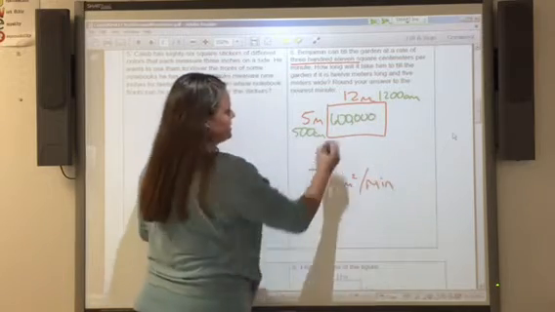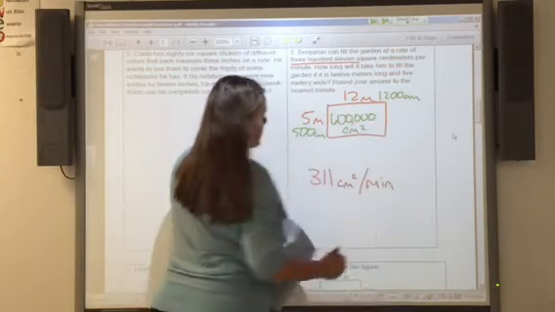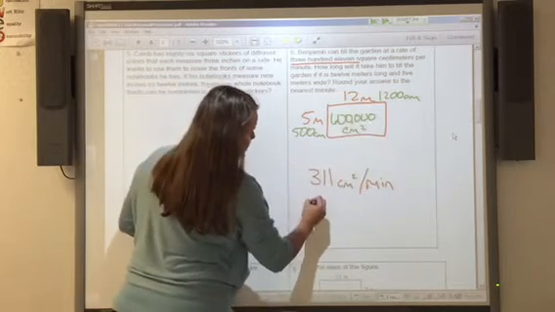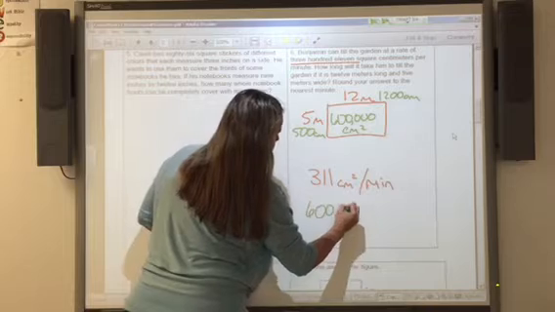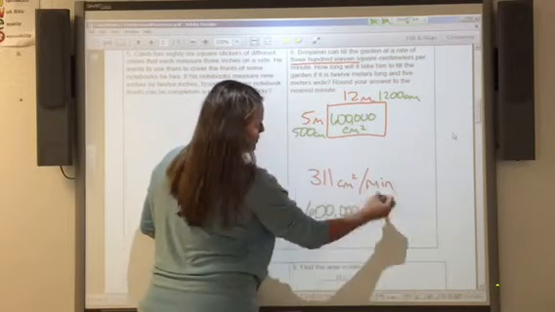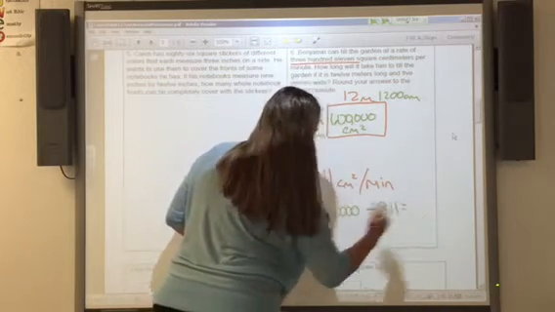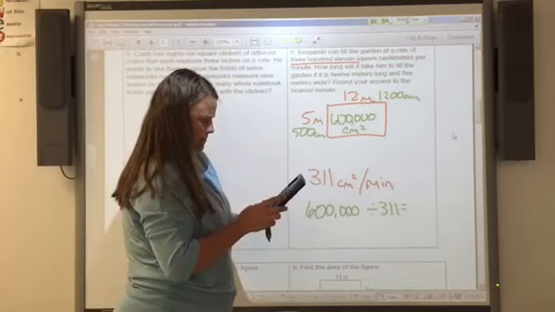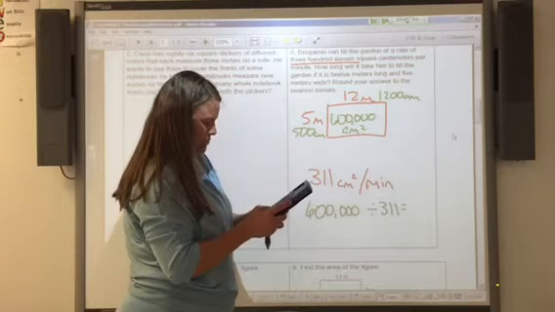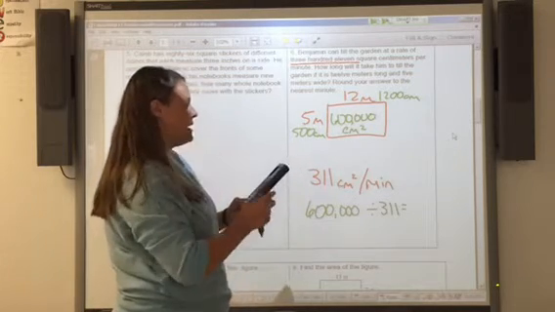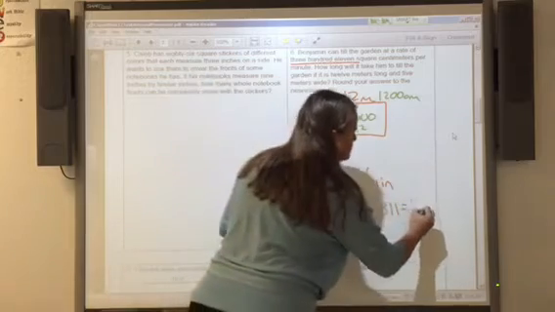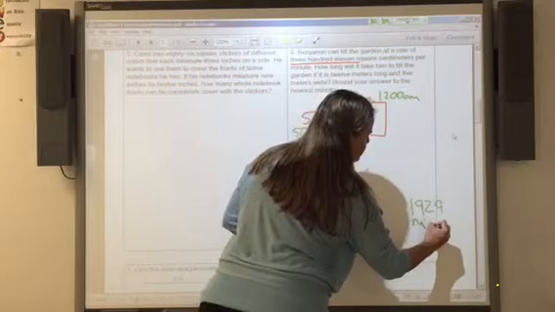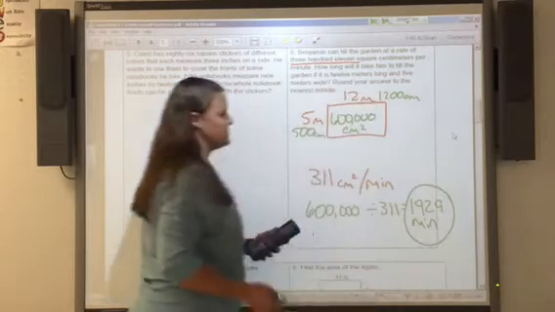So 600,000 centimeters square. The next thing you have to do is take these square centimeters and divide it by 311 because there's 311 sections. So that's going to be 600,000 divided by 311, and that's going to be 1,929 minutes, roughly, and there's a decimal on there too. So it'll be 1,929 minutes. That's how long it's going to take him to till the garden.